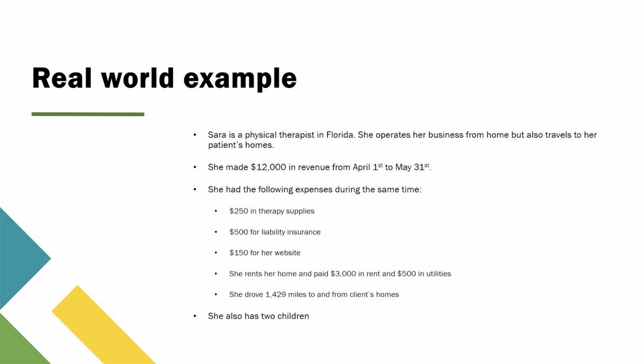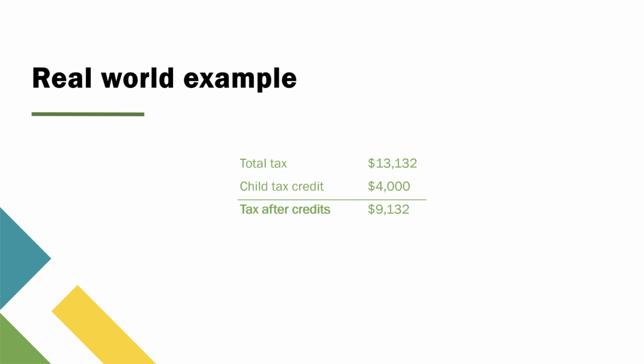She also has 2 children. You notice that at the bottom there. So there's a child tax credit for $2,000 for each qualifying child that you have. And so in this case, Sarah's actually going to get a tax credit of $4,000. And so we can subtract that $4,000 from our total tax, and we get tax after credits of $9,132.